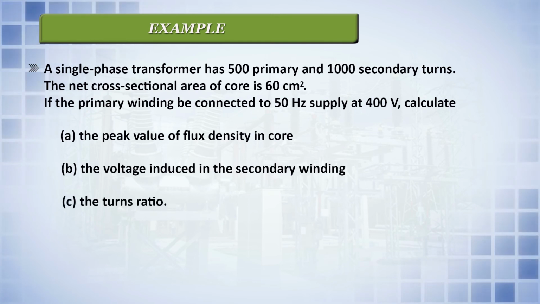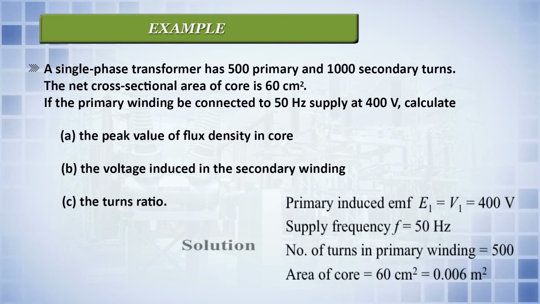the turn ratio. So here you just assume it is an ideal transformer, so you can say the primary induced EMF E1 is equal to V1, that is 400 volt, and the supply frequency f is equal to 50 Hz, and the number of turns in the primary winding is given, that is 500. The area of the core is also given, that is 60 centimeter square.